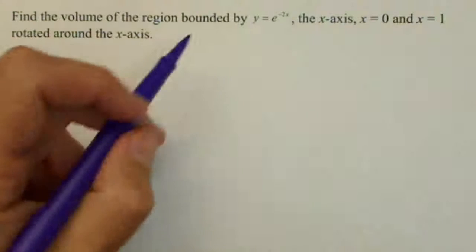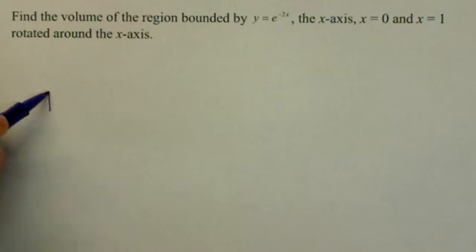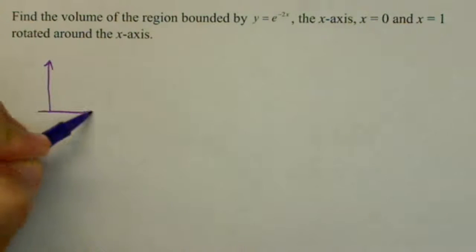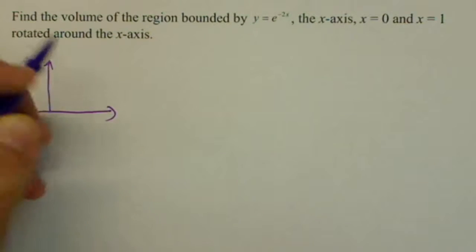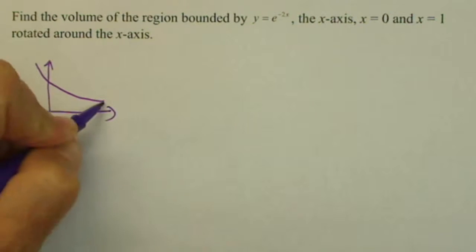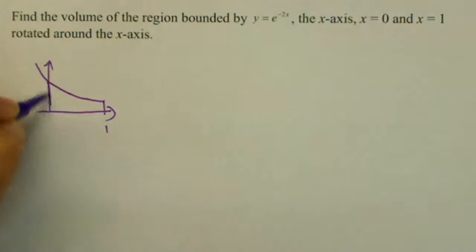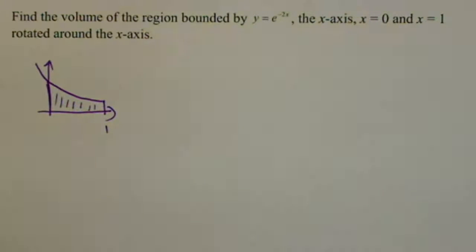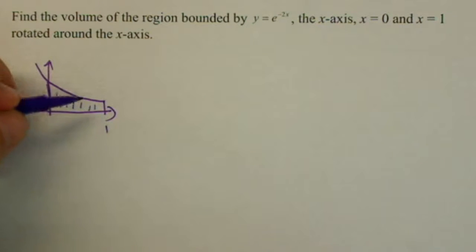So we're looking at y equals e to the negative 2x in between 0 and 1, rotated about the x-axis. So this is going to be our decreasing exponential function. Let's say that 1's right there, 0, and it is above the x-axis. So there's the region.